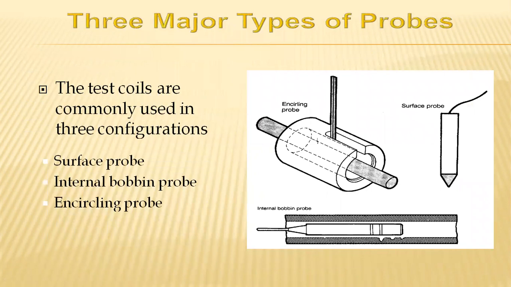So to examine this, there are three different devices which are widely utilized for examining. We call them probes or electrode accepting devices. These test coils are the surface probe, the internal bobbin probe, and the encircling probe.